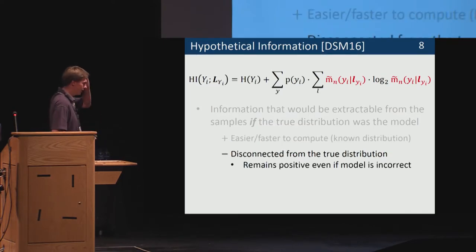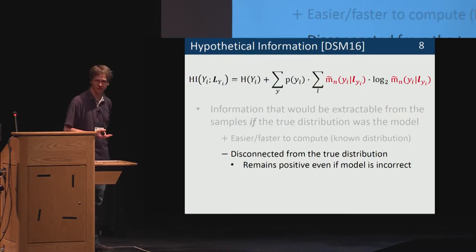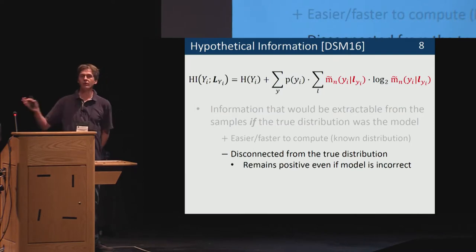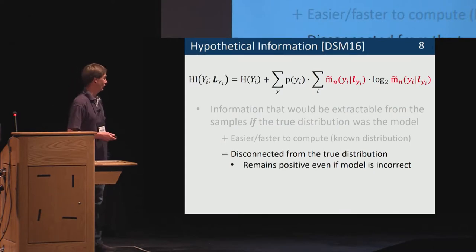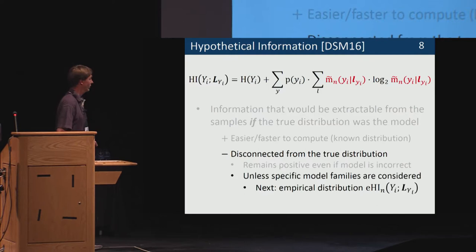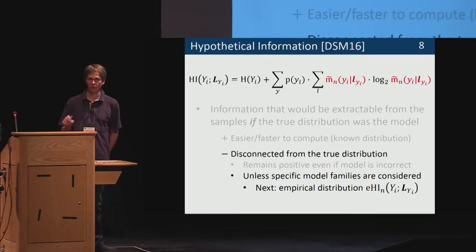What's much more negative is that at first sight, it's completely disconnected from the true distribution. Right? The true distribution doesn't appear in the equation anymore, and that means typically that this hypothetical information will always be positive, even if your model is completely incorrect. You could even build a model without using your leakage samples, and you will have a positive hypothetical information. So that means, in general, it's not very useful. What we are going to show is that in some specific cases, for certain families of distributions, it can be quite useful. In particular, the most useful distribution is going to be the empirical distribution. And we are going to denote the EHI as the hypothetical information when you use the empirical distribution as a model.